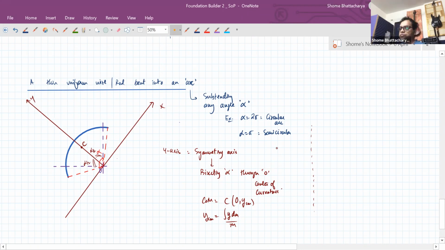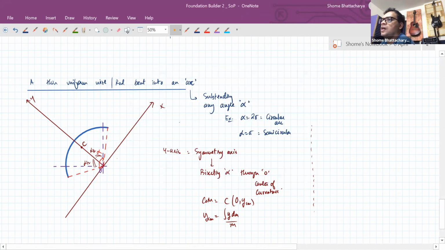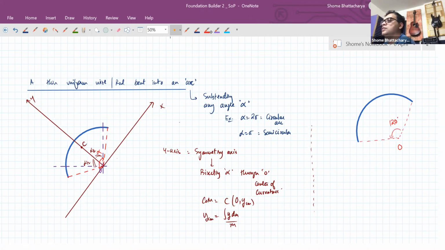Here the diagram will be given. I mean the diagram will be given such that, suppose it's something like this, meaning the x and y axes will not be given. You will have to select the x and y axes yourself. For example, it's something like this: there is some arc like this, which is subtending at the center of curvature an angle of, let's say, 120 degrees. This is the center of curvature and the angle is 120 degrees. So this is mass m and radius r.